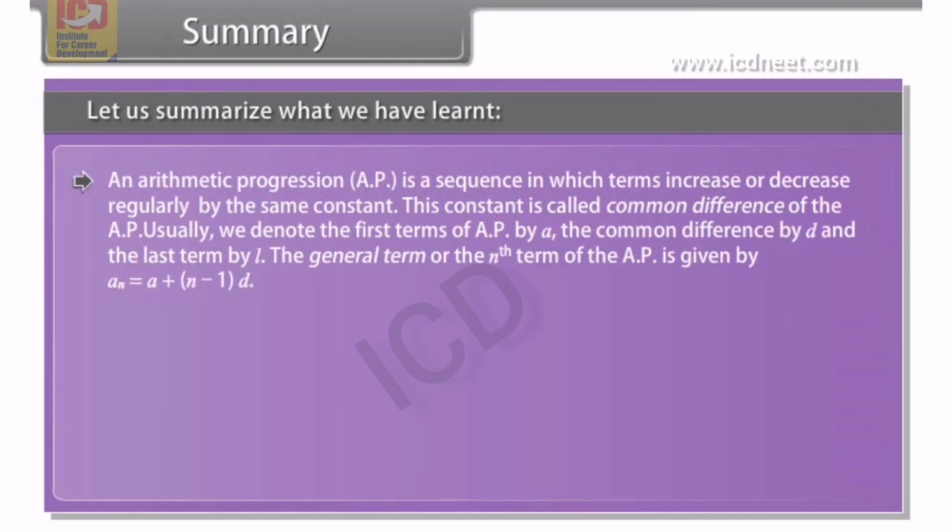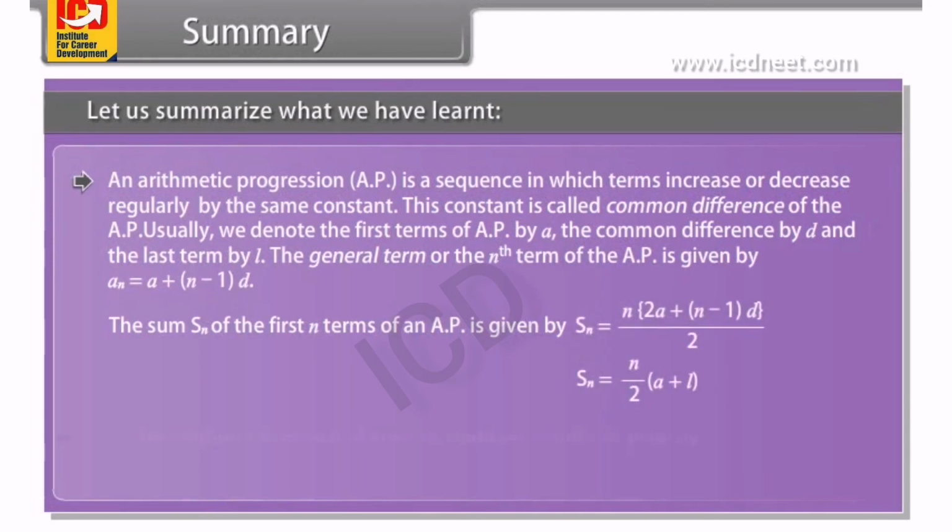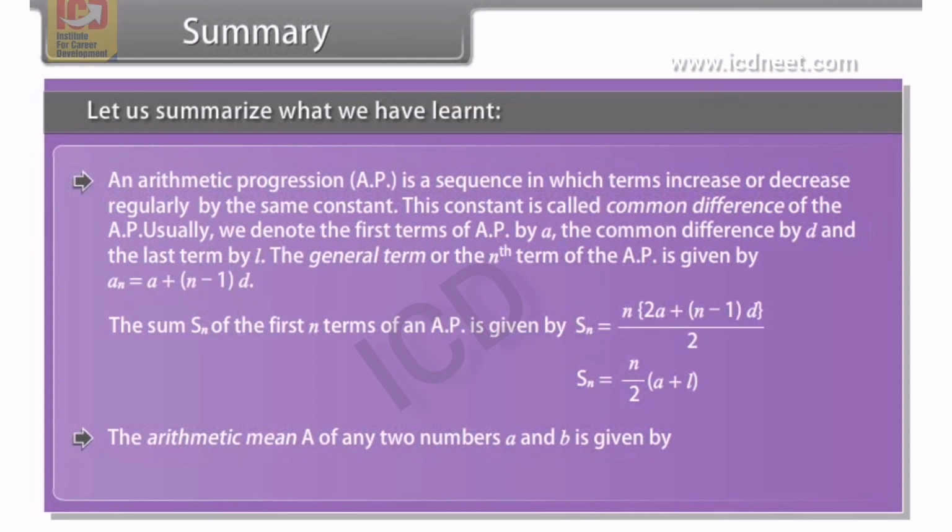An arithmetic progression, AP, is a sequence in which terms increase or decrease regularly by the same constant. This constant is called the common difference of the AP. Usually we denote the first term of an AP by A, the common difference by D, and the last term by L. The general term or the nth term of the AP is given by a formula, as is the sum Sn of the first n terms of an AP. The arithmetic mean capital A of any two numbers A and B is given by a formula. That is, the sequence A, capital A, B is an AP.